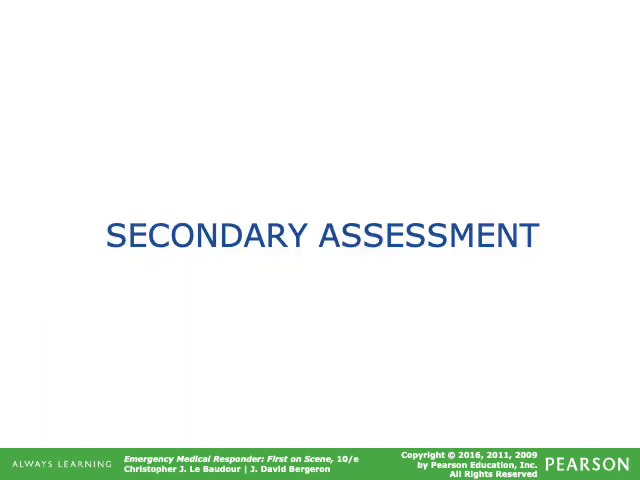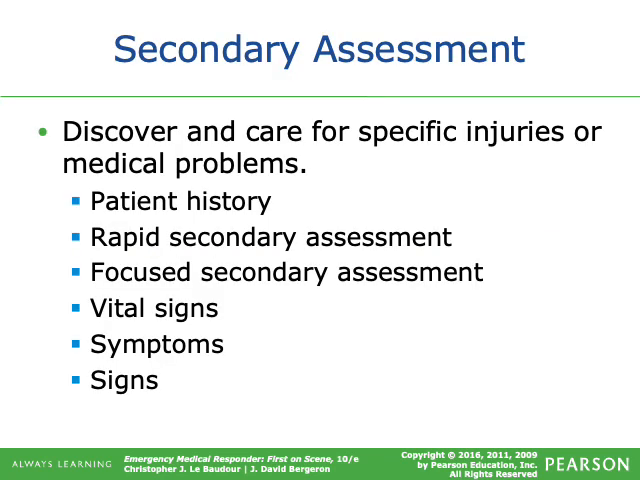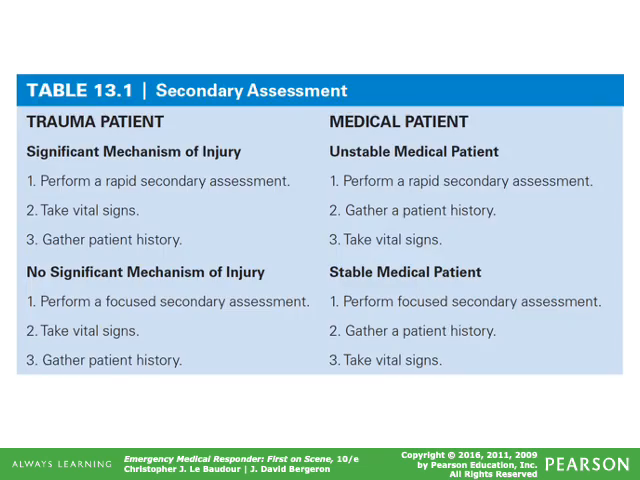All right, your secondary assessment. You're going to discover and care for specific injuries and medical problems. So this is your secondary assessment, meaning not your primary survey, which is airway, breathing, circulation, and uncontrolled bleeding. This is going to be for more specific problems. During this, you're going to obtain your patient history, a rapid secondary assessment, a focused secondary assessment, vital signs, symptoms, as well as signs. This is table 13.1.